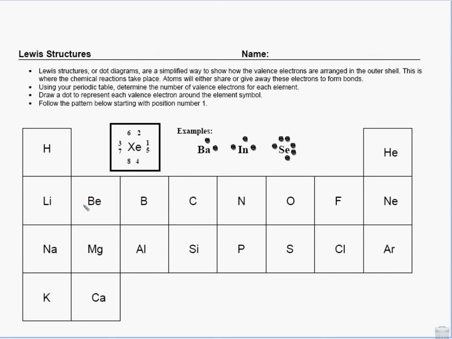Okay, so I would like you to do Lewis structures for these elements. You can just draw the dots right there in the box. And then if you turn your notes over, you have a Lewis structure review that asks you to write the element, the symbol, the group number, the number of valence electrons, and then draw the Lewis structure. So that's what you're going to work on today for the rest of class. If you don't finish it, please take this home and finish it as homework.